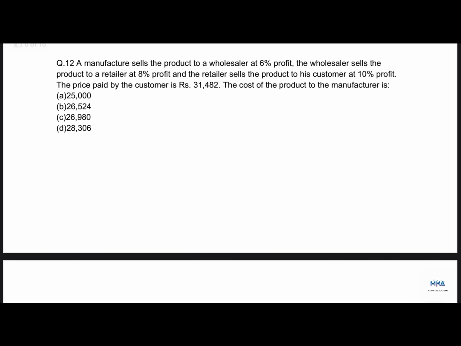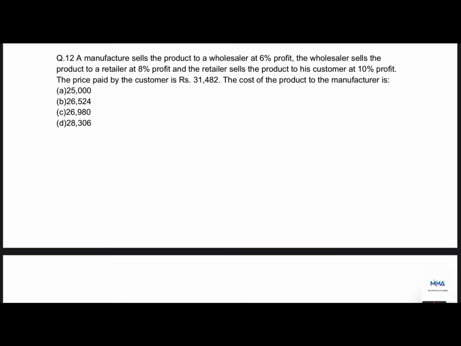A manufacturer sells the product to a wholesaler at 6% profit. The wholesaler sells the product to a retailer at 8% profit, and the retailer sells the product to his customer at 10% profit. The price paid by the customer is 31,482. The cost of the product to the manufacturer is. So if we assume the cost of the product of the manufacturer is X, and since he sold to the wholesaler at a profit of 6%, this is going to be 53 by 50. Since the wholesaler sold to the retailer at 8% profit, this is going to be 27 by 25. And since the retailer sold it at a profit of 10%, it is going to be 11 by 10.